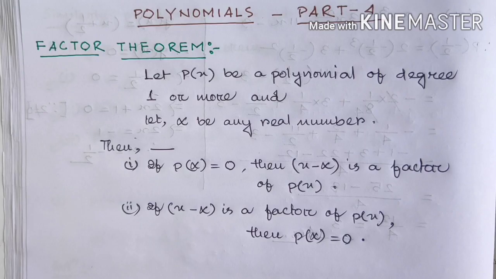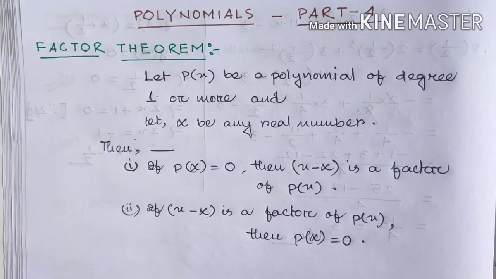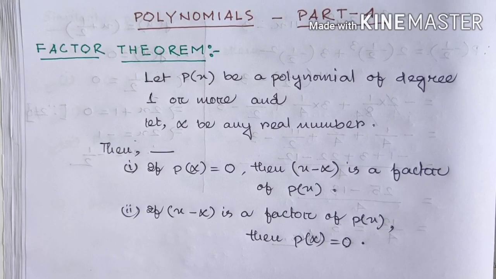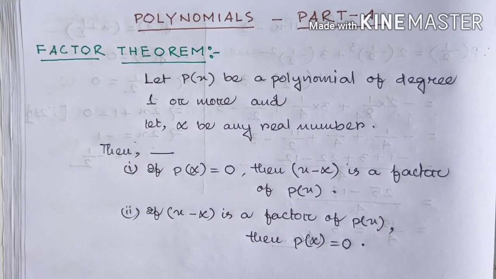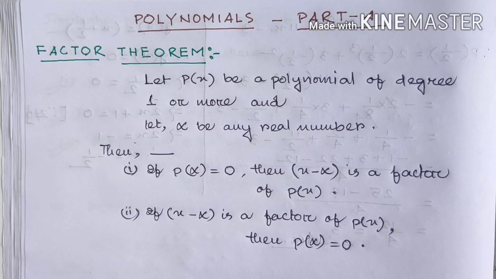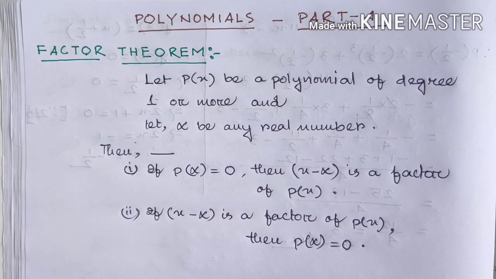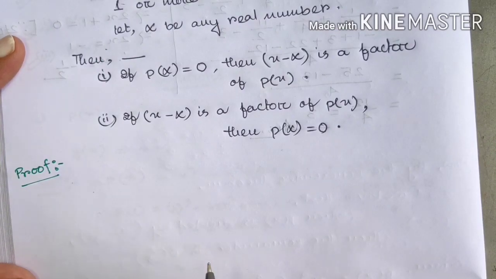Today we are going to learn about the most important theorem of polynomials. Factor theorem. Let p of x be a polynomial of degree 1 or more and let alpha be any real number. Then number 1, if p of alpha equal to 0, then x minus alpha is a factor of p of x. And number 2, if x minus alpha is a factor of p of x, then p of alpha equal to 0. Let's prove it.